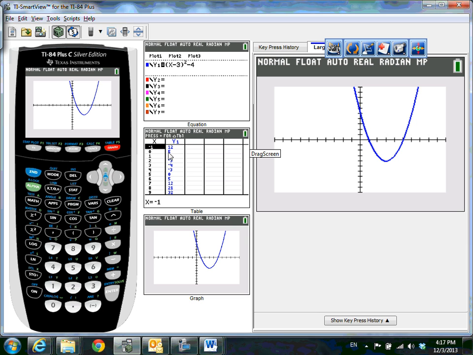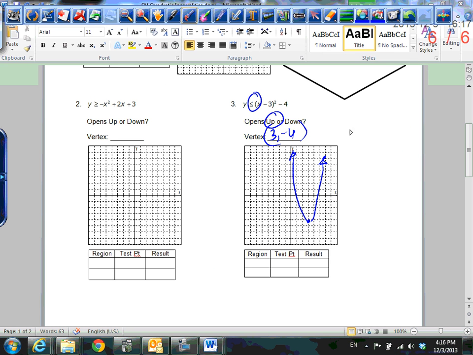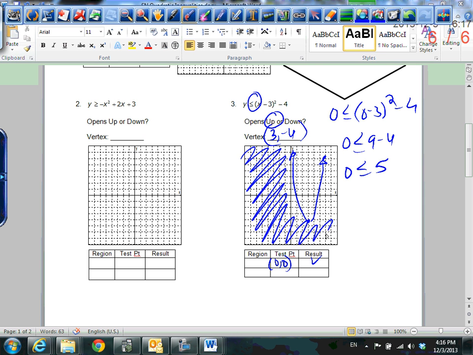And then graph a couple of those other ordered pairs, 0, 5, all that stuff. So now I want to pick a point that's outside. So let's pick 0, 0. Okay? So pick 0, 0. So 0 less than or equal to 0 minus 3 squared minus 4. So 0 less than or equal to, that's going to give me 9 minus 4. So is 0 smaller than 5? Yes, it is. 0 is smaller than 5. So that means I am going to shade on the outside because that's where it made the statement true.